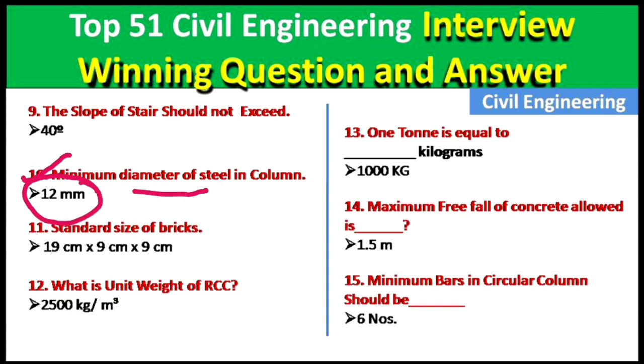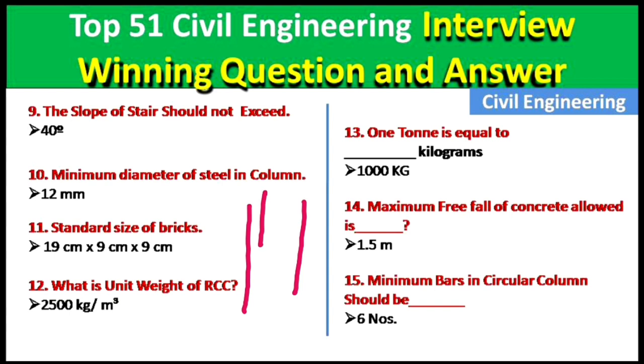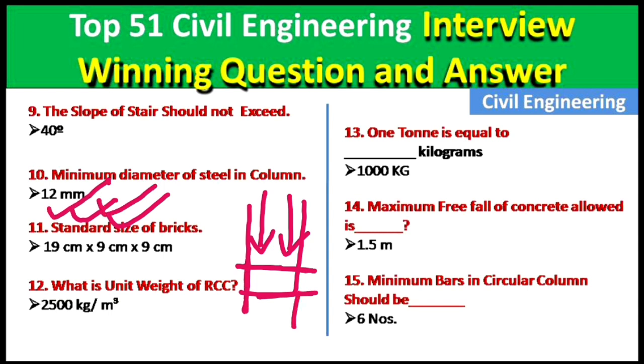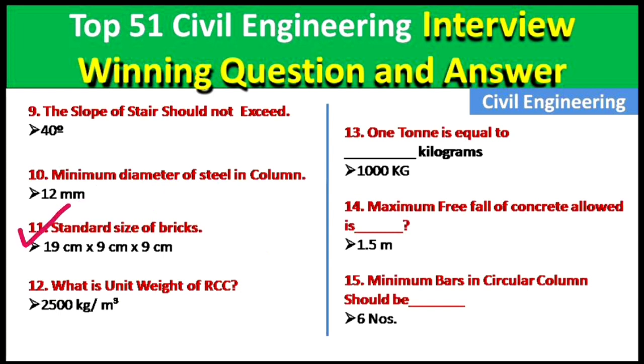12 mm. Okay, if we are constructing a column, then we should not provide main steel bars less than 12 mm. You can provide stirrups of 10 mm, but the main rod should be 12 mm or more. Okay, point number 11 is: what is the standard size of bricks?